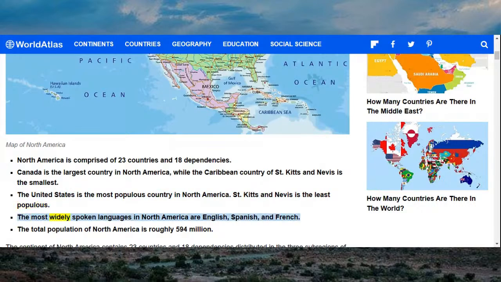The most widely spoken languages in North America are English, Spanish, and French. The total population of North America is roughly 594 million.